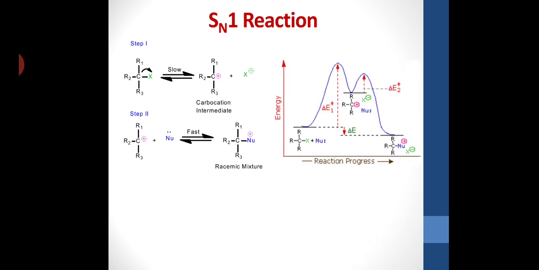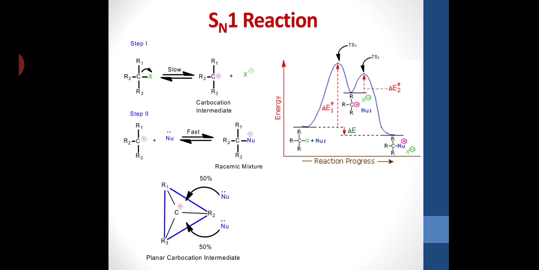Let's have a quick look at the energy profile diagram of SN1 reaction. Y-axis represents free energy and x-axis represents progress of reaction. Starting material is converted to intermediate via the formation of transition state 1, and the intermediate is converted into product via the transition state 2. Since the energy barrier for the first step is high, it is the slowest step.